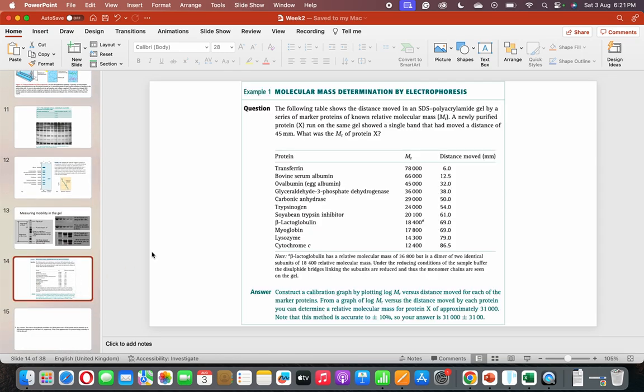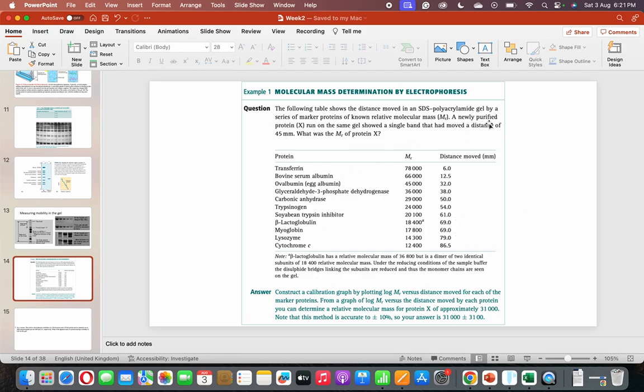So let's do a quick example on how we can determine molecular mass. Let's go through the question. The following table shows the distance moved in an SDS-PAGE by a series of marker proteins of known molecular mass. These are all known proteins, transferrin, etc., to cytochrome C, with a known molecular mass in Daltons. What they have done is measure the distance that each of these proteins has traveled. So this is all known data for us.